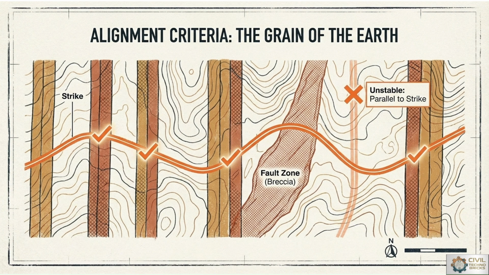So we have to use stable rock surface, not unstable, which is parallel to strike. Proper alignment improves safety, riding comfort, and long-term pavement performance. So we have to study subsurface activities, strikes, fault planes, their nature, their texture before finalizing the alignment.